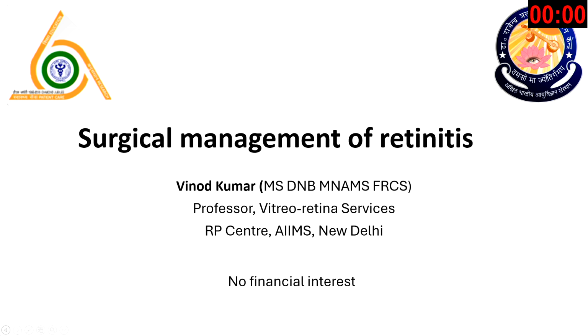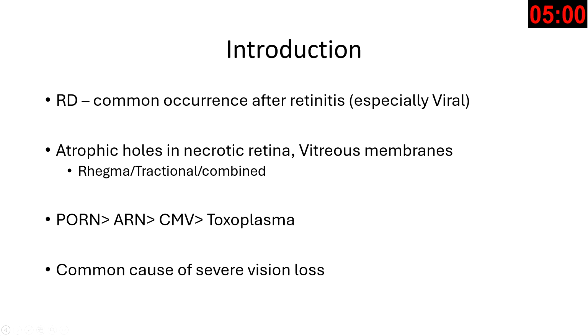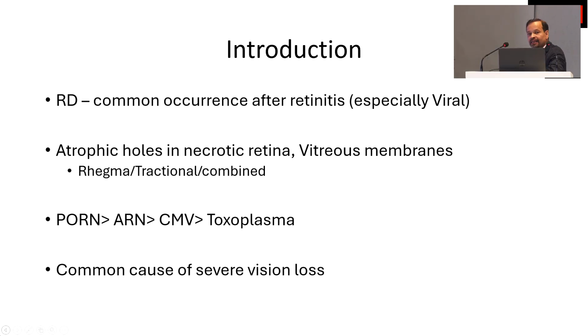So to continue the surgical management of retinitis, I'll just add a few general takeaway points. So one, RD is a common occurrence after retinitis. So whenever you have a patient of retinitis who suddenly develops decrease of vision, please look at them carefully. What happens in these patients is the peripheral retina is plastered because it's healed retinitis. So the central retina would not be very bullous. So it's usually a very shallow detachment, and you may miss it initially. So do not miss that.